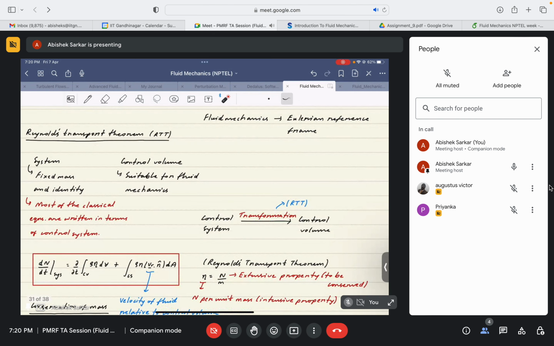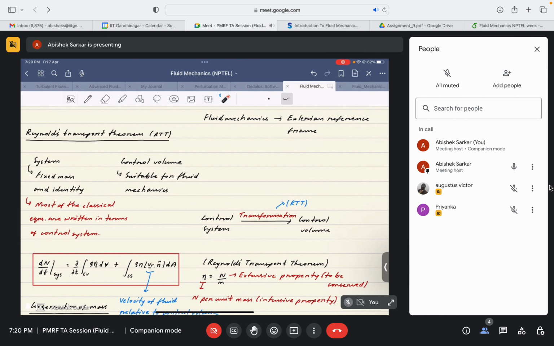So again, in the control system approach, as you can clearly see here, we follow the fixed mass identity, that within the system the mass of the system won't change at all and the identity of the system would remain the same. That's the approach for a control system approach.